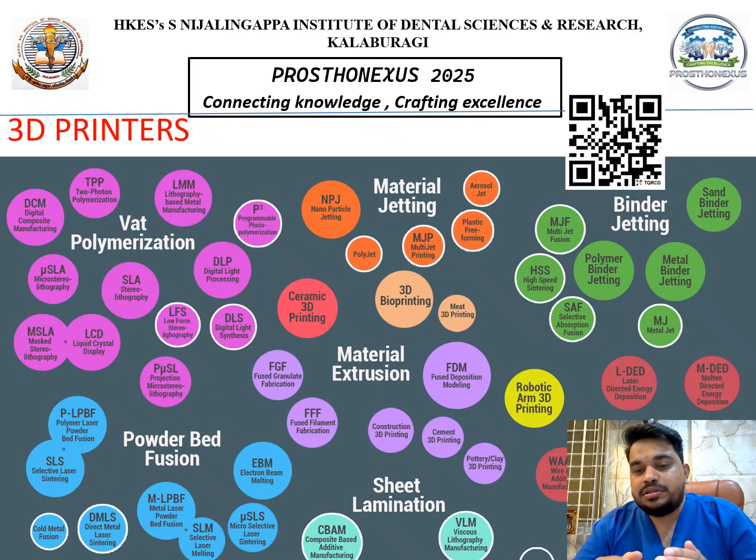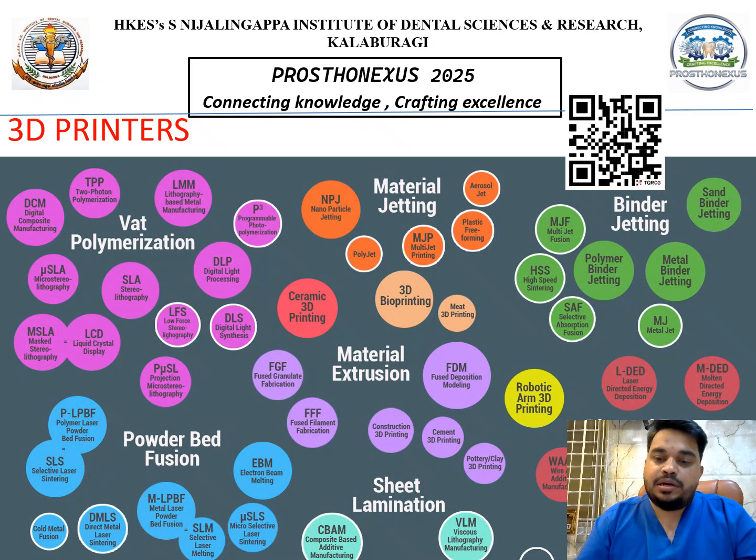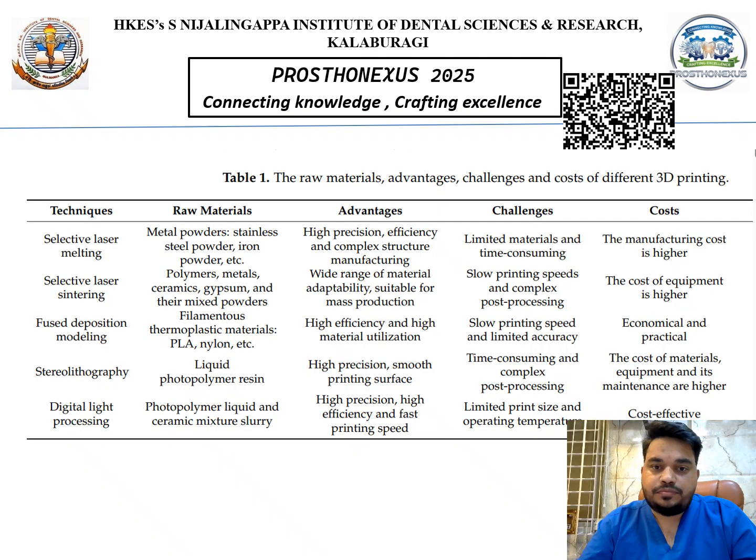With industrial grade printers, the accuracy is not that great, but the medical grade printers are pretty much accurate. We should know these two things: wet polymerization, where we use stereolithographic printing units, and the other one is powder bed fusion, where we print a DMLS crown. So these two things are very important for us being prosthodontists.